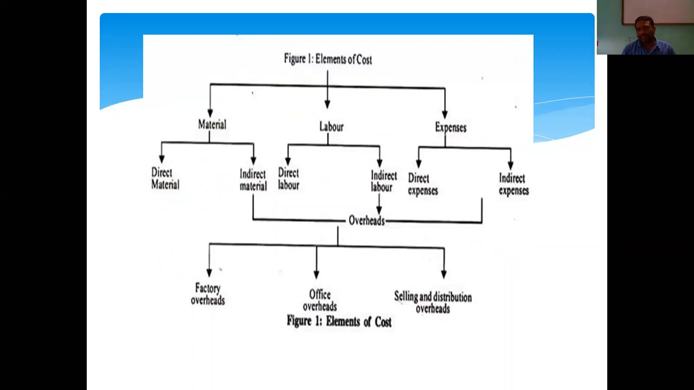Now see the element of cost classification. I told you clearly about the cost ascertainment of a product. The cost of a product is divided into 3 types: material, labor, and expenses. Again it is divided into direct material, indirect material, direct labor, indirect labor, direct expense, indirect expense. All the direct together we call prime cost, all the indirect we call overheads. Again the overheads are divided into 3 types: factory overheads, office overheads, selling and distribution overheads.